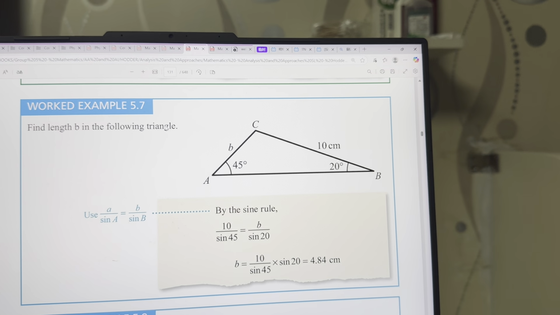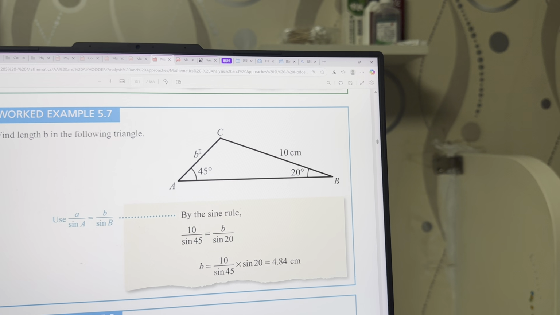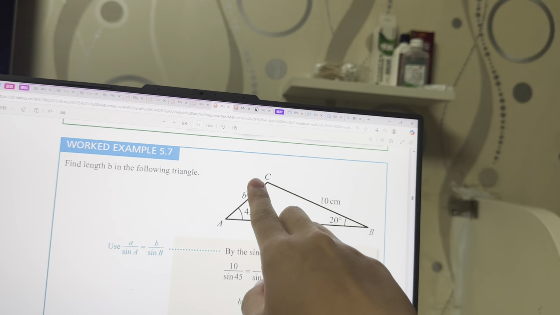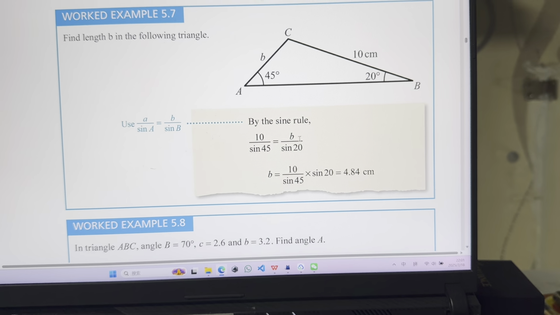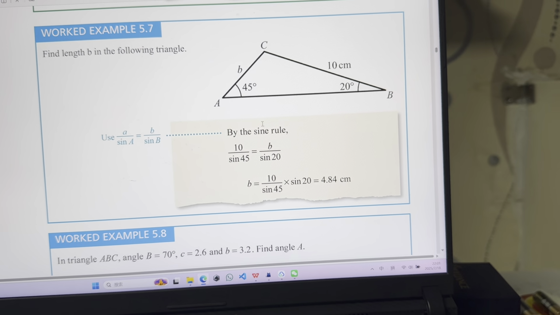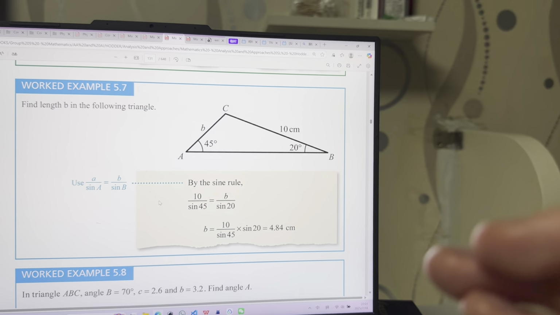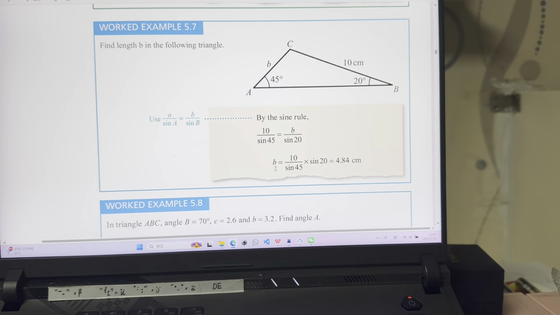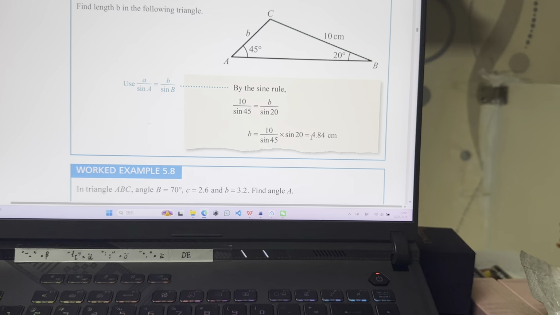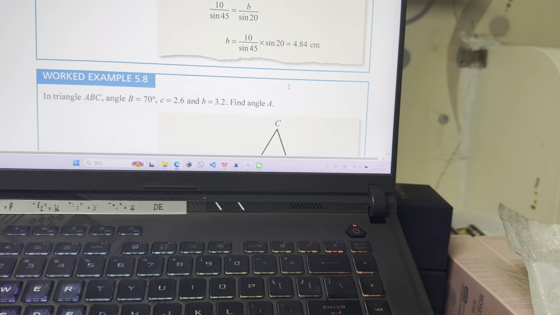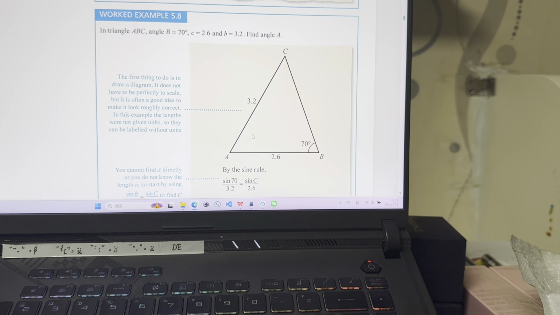Find length B in the following triangles. Angle opposite side, angle opposite side: sine rule. So we put everything here, then we move everything to one side and leave only B on one side of the equation. Then we know that B is equal to 10 over sine 45 times sine 20. Then we know it's 4.84. You have to put all the numbers in your calculator.